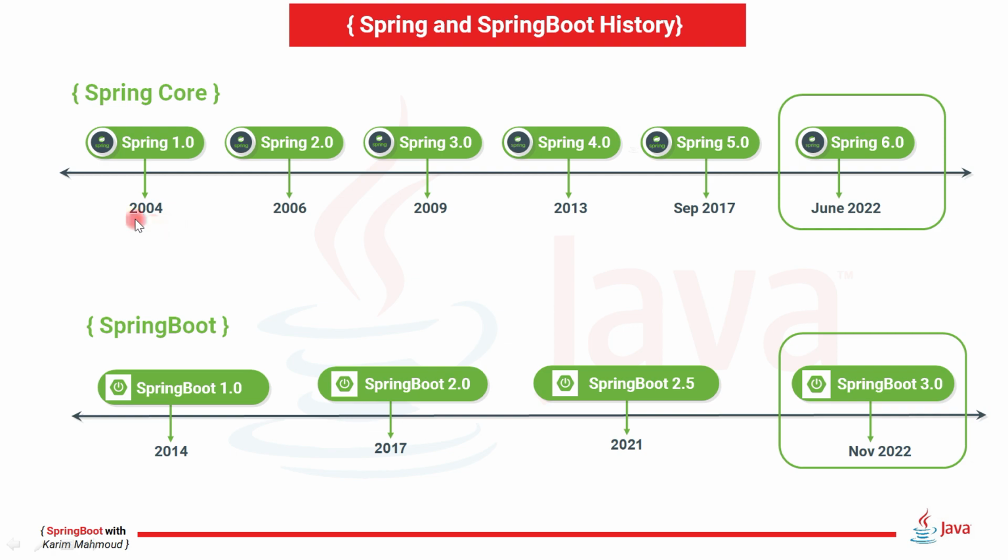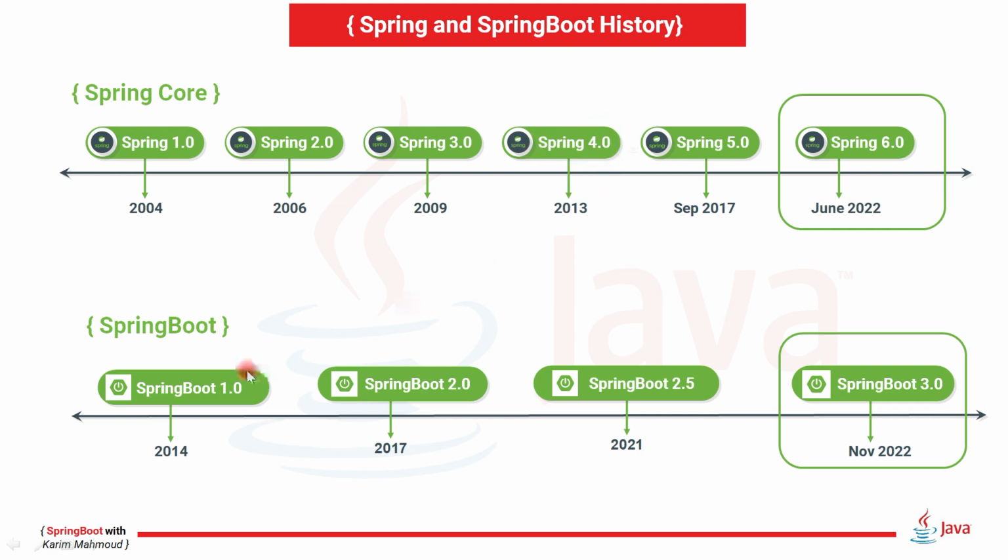In 2004, the first version of Spring was released, which is Spring 1.0. The next version was released in 2006. Then the third version in 2009, 3 years later. Then the fourth version was released in 2013.